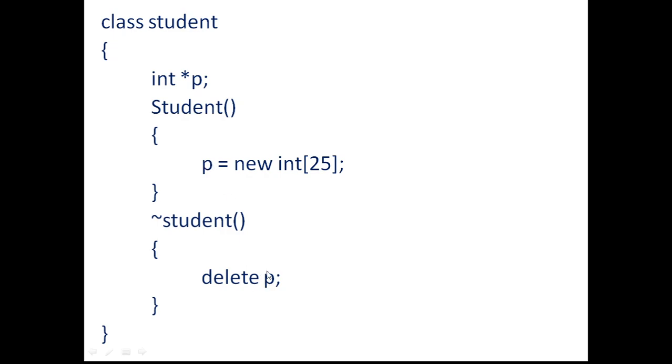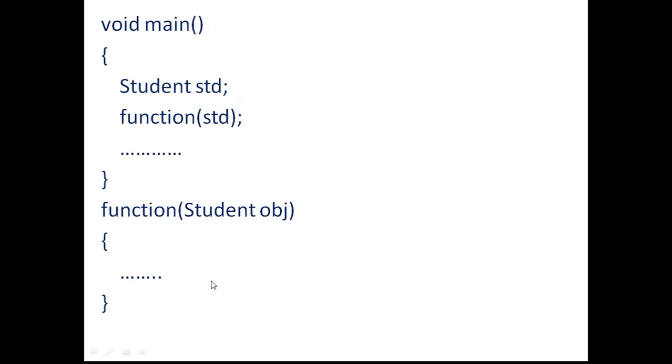So when p is deleted, it also deletes the memory that was part of std inadvertently. It's an accident, okay? It is not an intended release, but it was accidentally released. So obj has actually destroyed the memory that was allocated to std, and hereafter you cannot continue to run the program with the help of std.